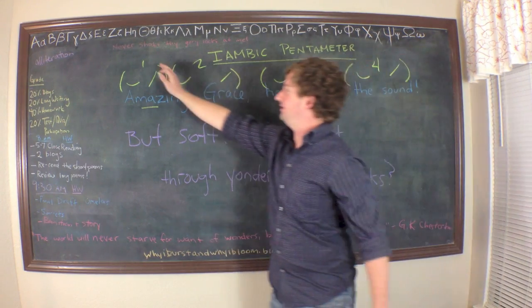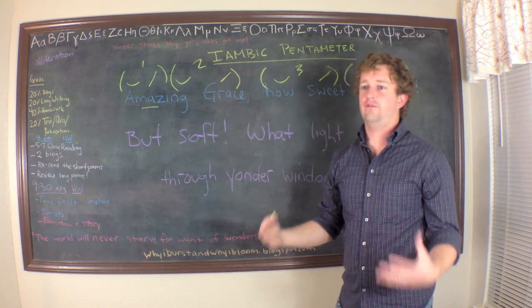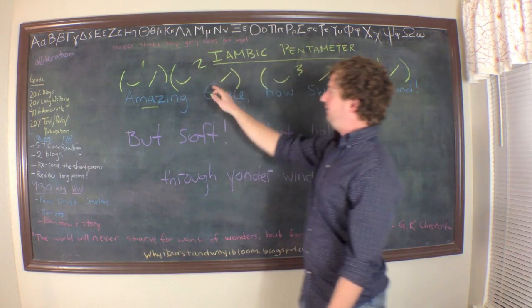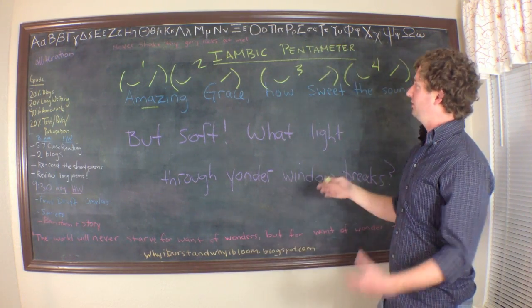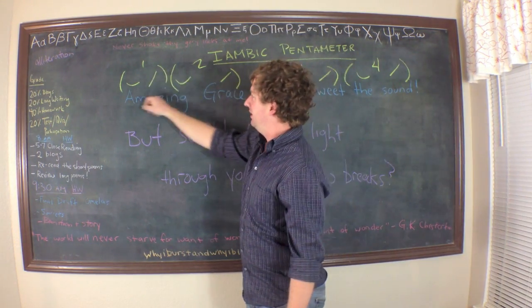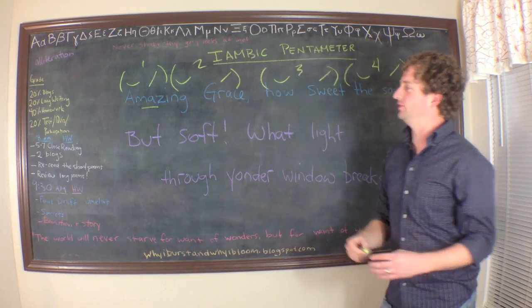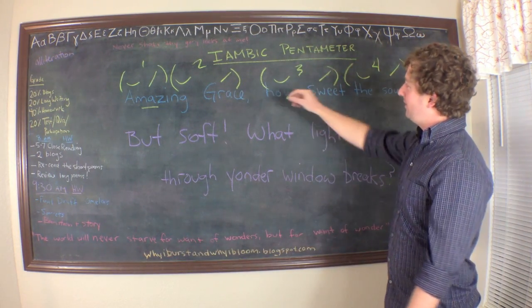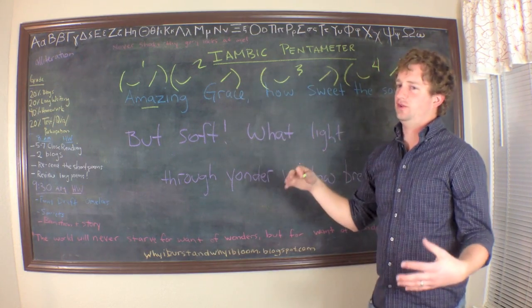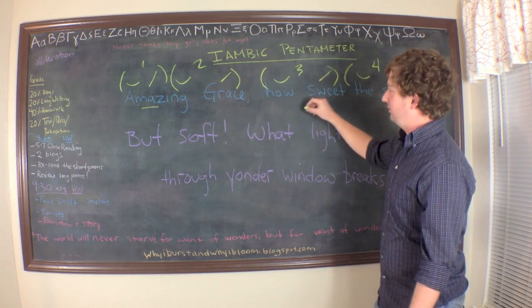And each of these segments in poetry, we call that a foot. So we'd say there's 4 feet in this line. Amazing grace, how sweet the sound. And each foot is an iamb. So there's 1 iamb, 2, 3, and 4, as we said earlier. So we would call this iambic tetrameter, because it's 4, so there's tetrameter.